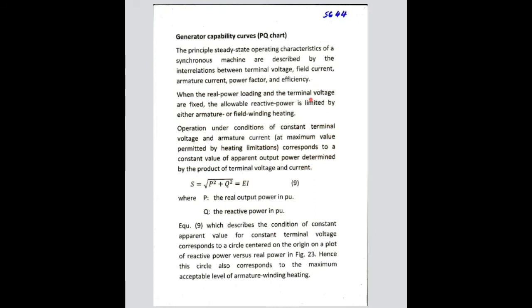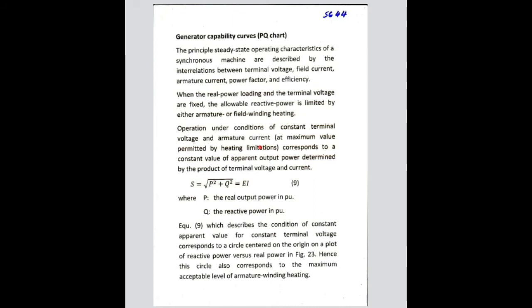Now, if these two parameters are fixed, the maximum reactive power that the machine can deliver is limited by either the armature or the field winding heating, right? So we will look at the first case, where we will push the generator to operate at maximum armature current, right?